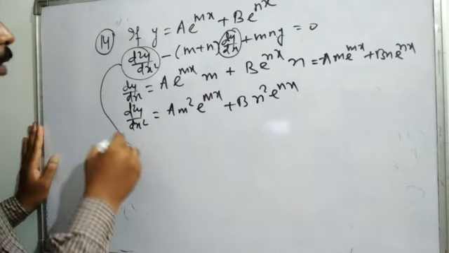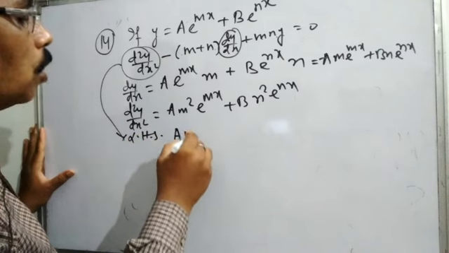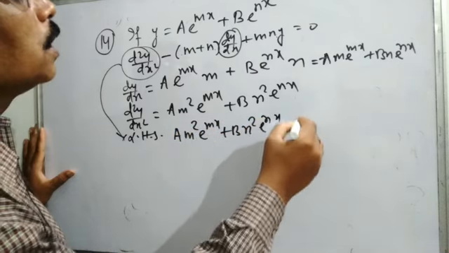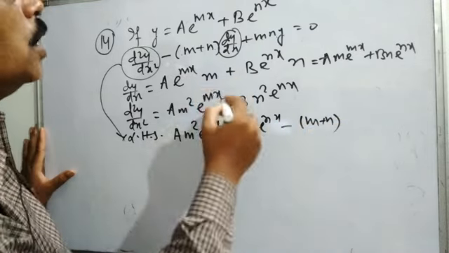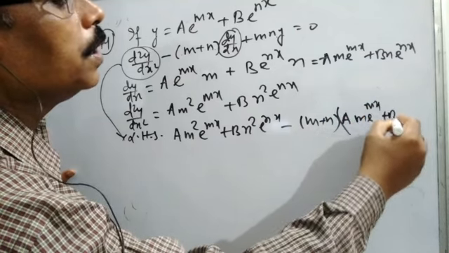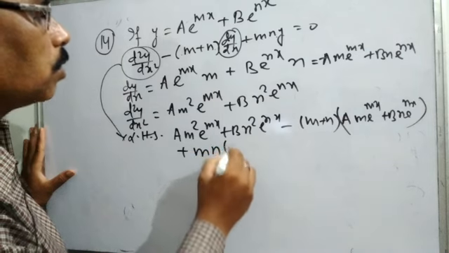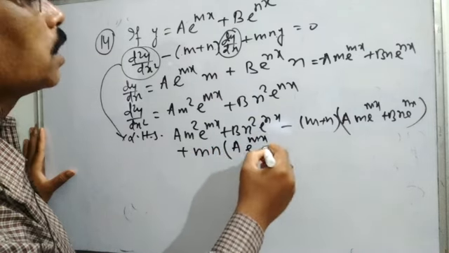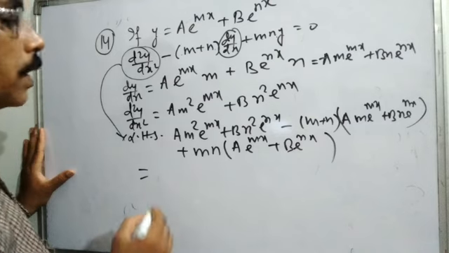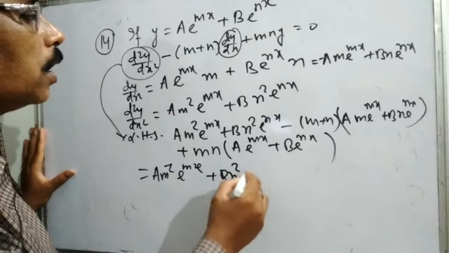So now I'll put that value in the LHS portion. The LHS portion d2y/dx2 will be a m square e to the power mx plus b n square e to the power nx, then minus (m plus n) into the dy/dx value, which is a m e to the power mx plus b n e to the power nx, plus mn into y, where y is a e to the power mx plus b e to the power nx, is equal to... Then you should multiply it out, a m square e to the power mx plus b n square e to the power nx.